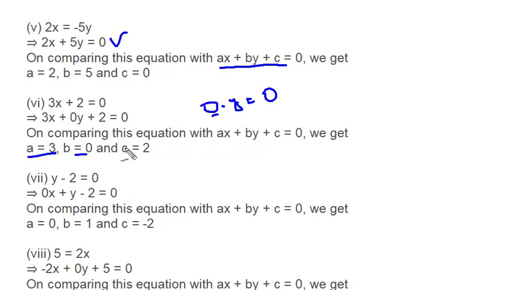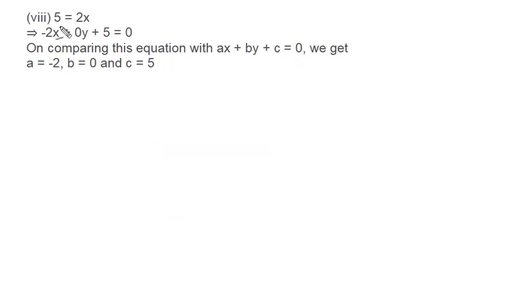Now let's see question number 7. So y minus 2 equal to 0. Now here you see there is no x term. So the x term doesn't exist. If some term doesn't exist, you have to put 0. So this is 0 into x plus y minus 2 equal to 0. Now compare again with this one. How much is a? Can you think of it? Yes, it's 0. How much is b? b is 1. And how much is c? Minus 2.